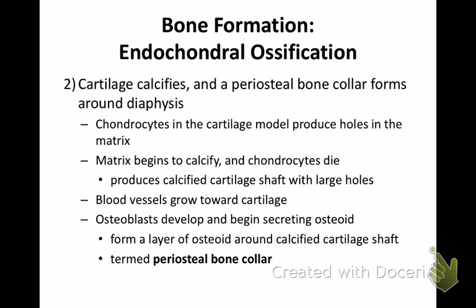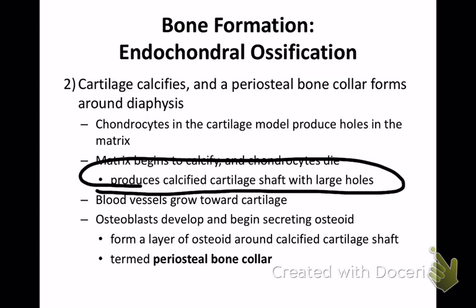Well, when they die, they attract osteoclasts. So all your outline tells you here is that you get calcified cartilage shaft with large holes. Doesn't tell you where the holes came from. Osteoclasts, the bone-breaking cells, migrate in. They love calcified stuff. They're attracted to that.